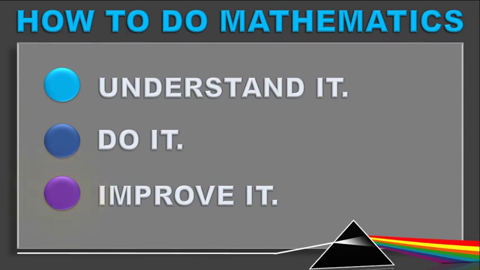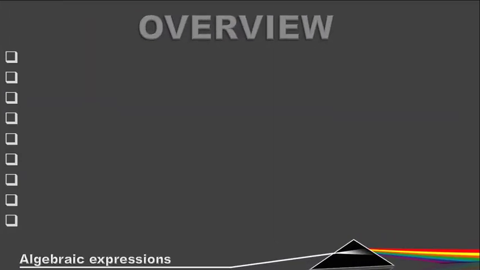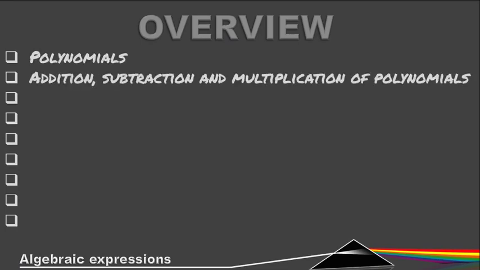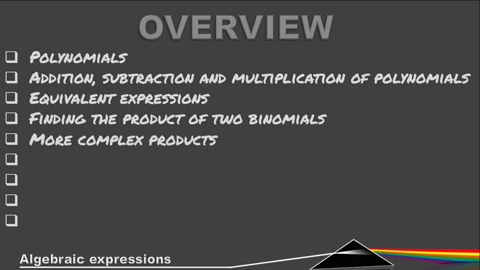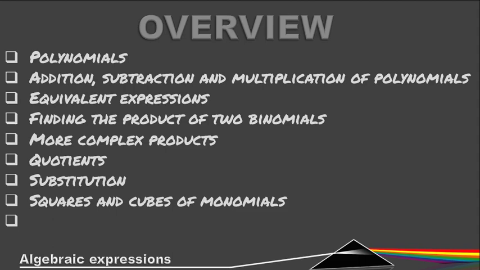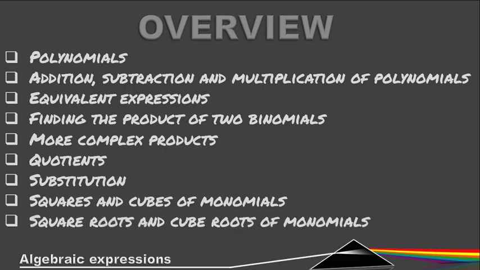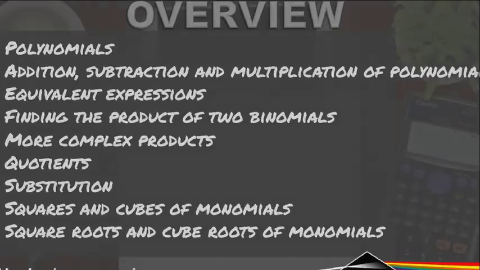attempt a similar sum. Now for an overview of this video, the first thing we're going to look at is polynomials, then addition, subtraction and multiplication of polynomials, then equivalent expressions, then finding the product of two binomials, more complex products, quotients, substitution, squares and cubes of monomials, squares, roots, and cube roots of monomials.